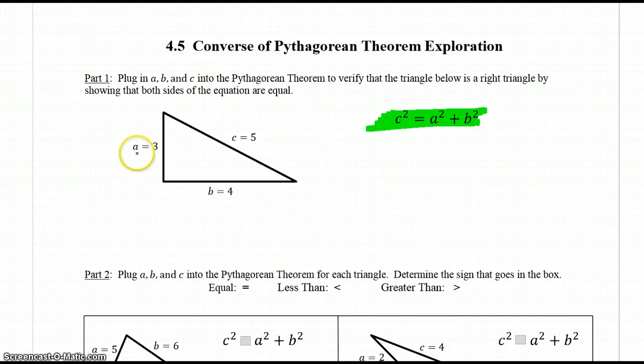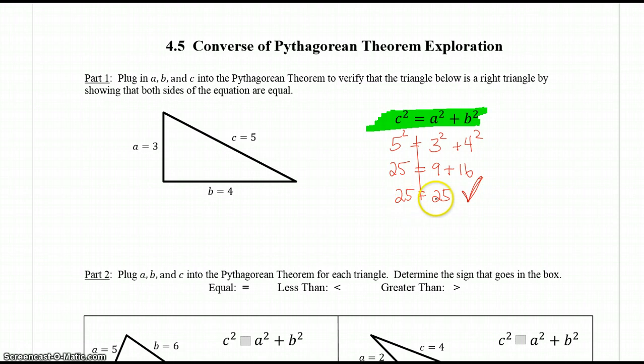Let's plug in the measures that are already labeled here. C is 5, so 5 squared. A is 3, so 3 squared. And B is 4, so 4 squared. Now notice there are no variables here, so we're not solving for anything. We're just seeing if the left-hand side matches the right-hand side. So we get 25 equals 9 plus 16. So 25 equals 25. So it did check out.